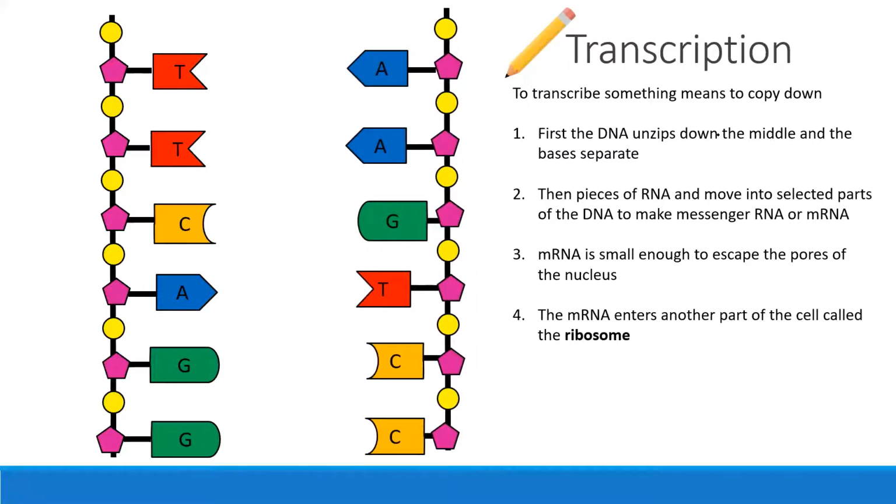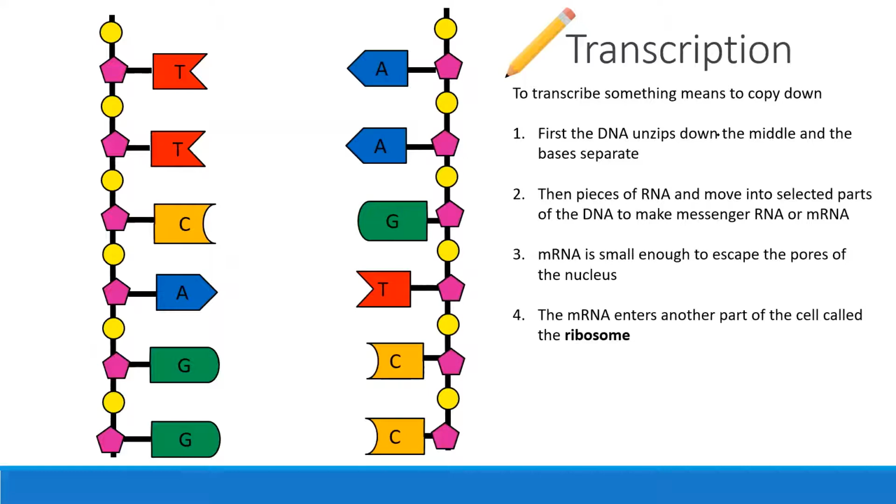The reason we call this unzipping is because it's a little bit like a zipper on some pants. When you unzip something, they spread apart, and then you can zip them back up together. So the first thing that happens is you unzip down the middle of the DNA. Okay?